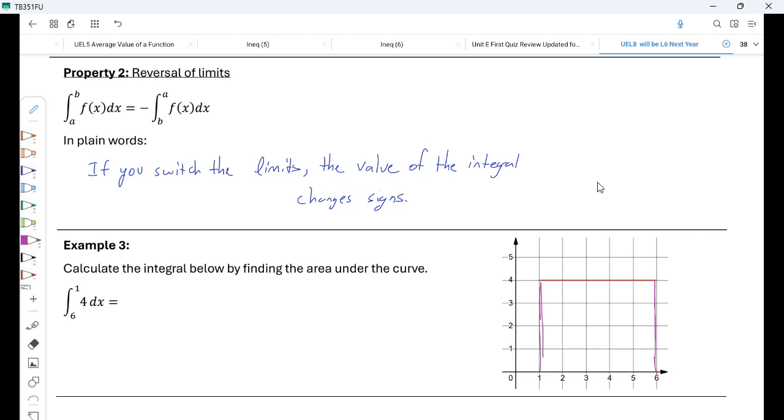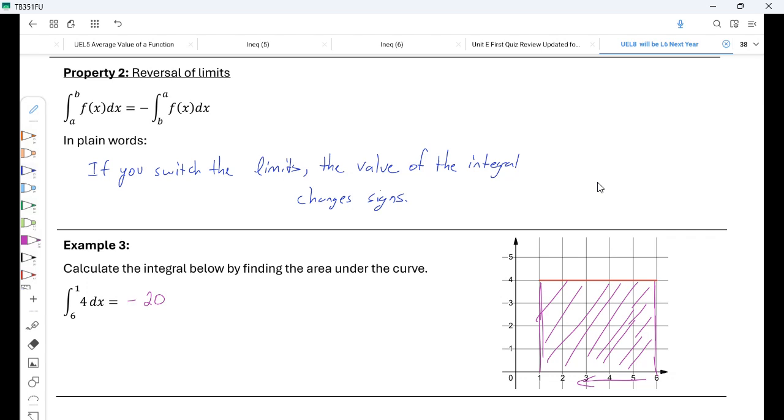It is. Calculate the integral by finding the area under the curve. But you'll notice we're going from 6 to 1. So we are going from right to left. So that answer is still going to be the area under the curve, which is how much? 20. But since we're going backwards, we reverse the role of the signs. We end up with negative 20.